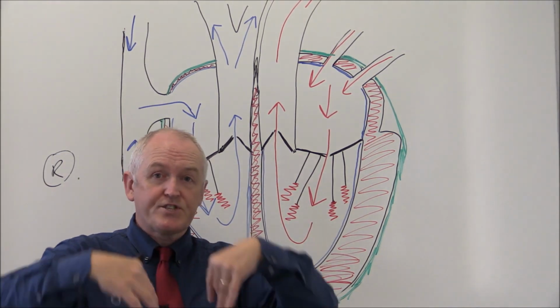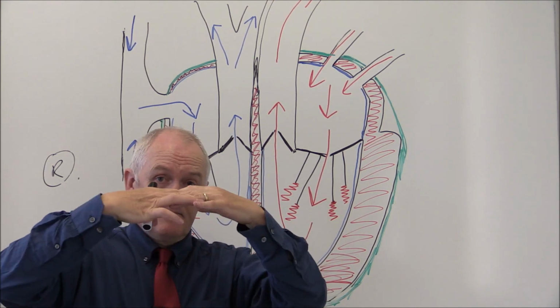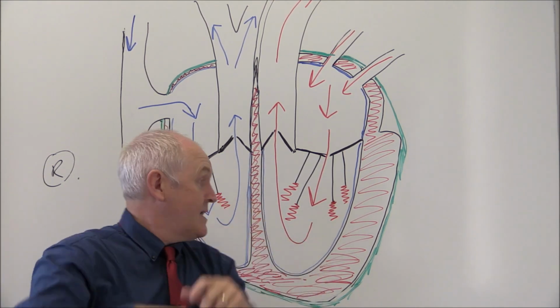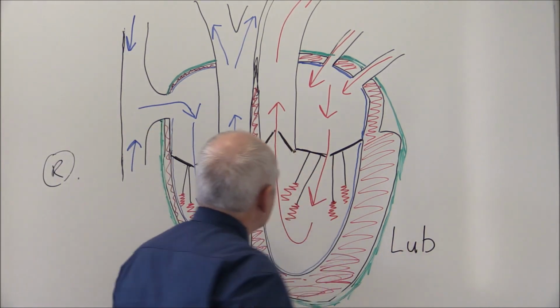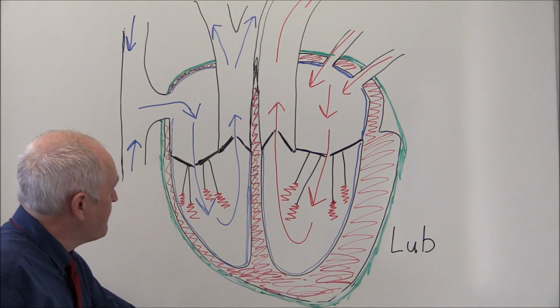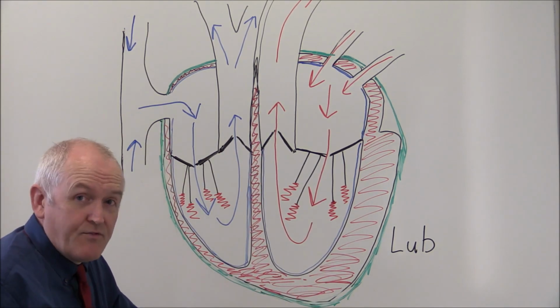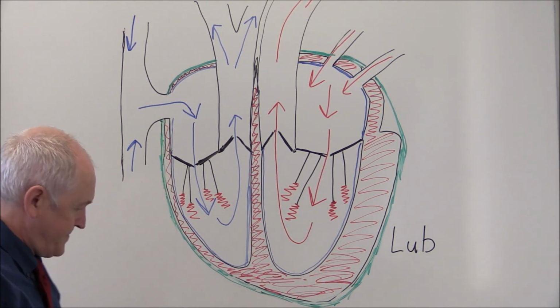And when those valves slam shut like that, they make a noise, and that noise is called a lub. So they make a noise called a lub. That is the slamming shut of the atrioventricular valves.